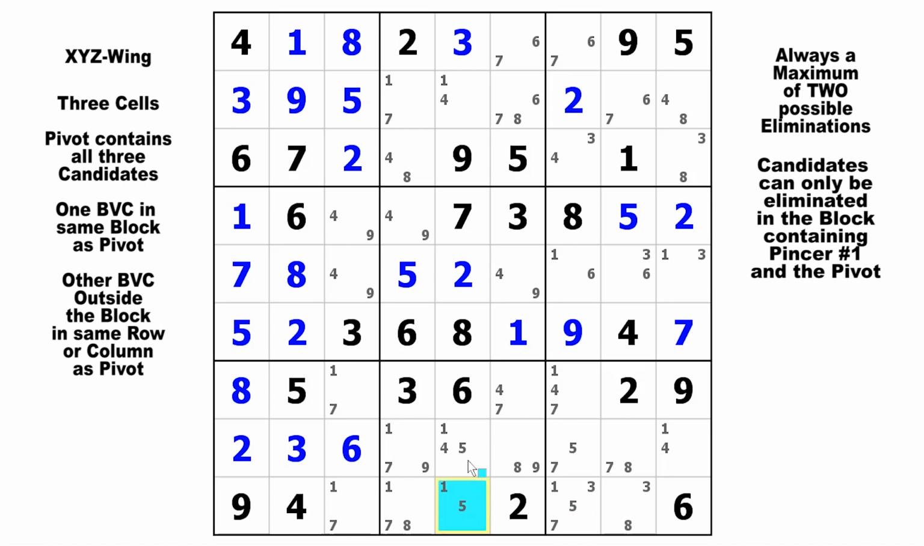All right, here in this puzzle, candidates A, B, and C are 1, 4, and 5, and here's pincer 1, here's your pivot, and here is pincer number 2. So any candidate 1 that can see all 3 of those cells will be false, and in this puzzle there's just one. It's right there, and you can eliminate that candidate 1.